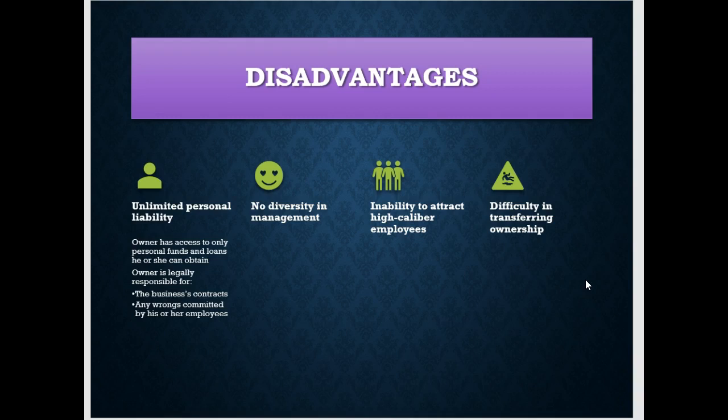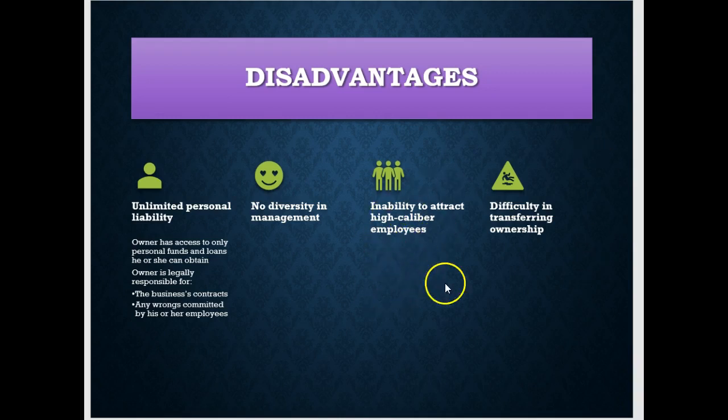There's also no diversity management, which, if you want to be a sole proprietor and you want to run things the way that you want to run them, maybe you don't care about diversity in management. But a lot of times people don't know everything, right? So it's good to bounce ideas off of people. So it can be good to have some diversity.